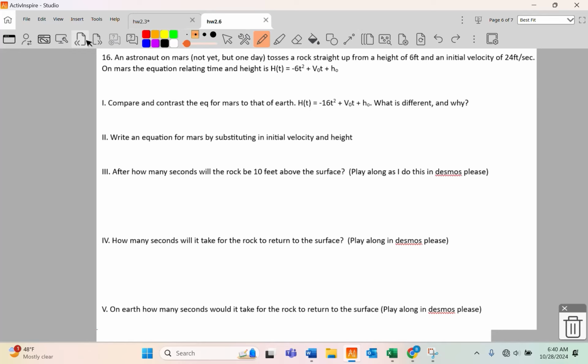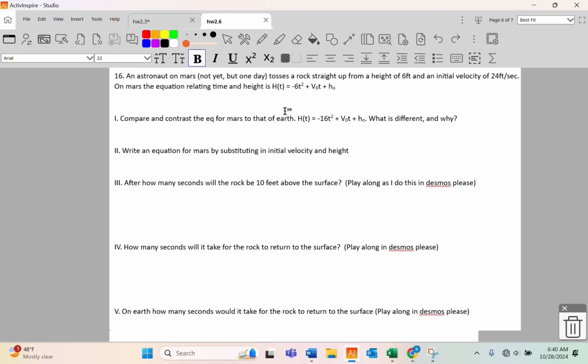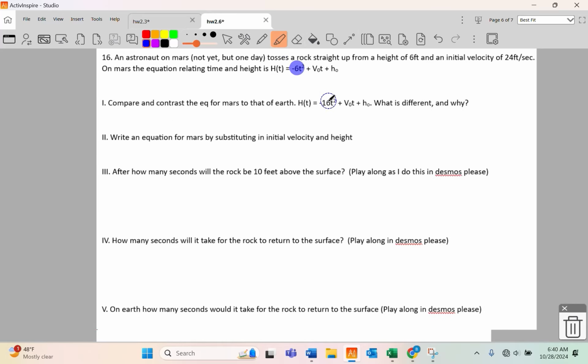So compare and contrast the equation for Mars to that of Earth. And Earth is height as a function of time is blah, blah, blah, negative 16 t squared being the big thing. Why are the equations different? You'll notice they're pretty much the same with the exception of this. And the reasons they're different is pretty simple.